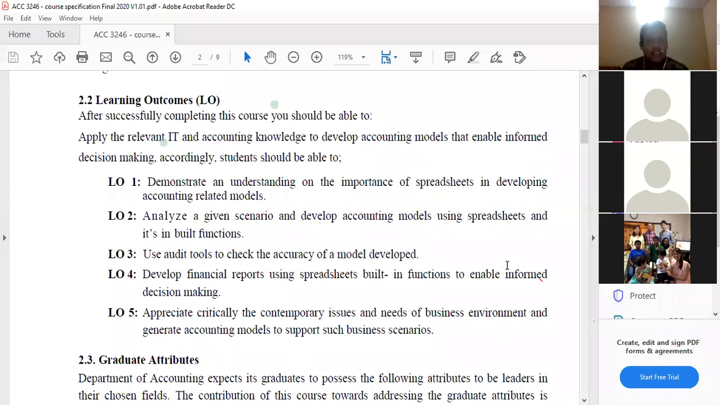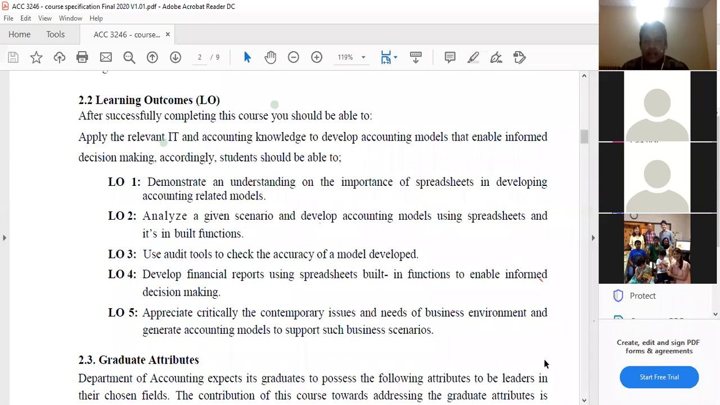In fact, that is going to be one of your case studies, so it would carry some marks. I'll be explaining that later. You're going to learn how to develop the financial statements using the different functions available in this particular software.